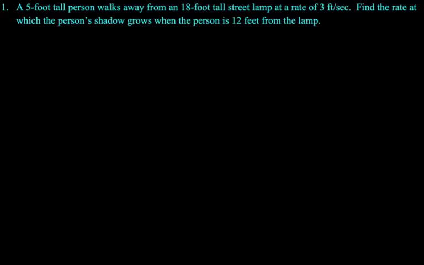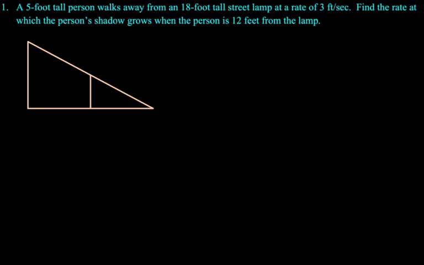Number 1, a 5-foot tall person walks away from an 18-foot tall street lamp at a rate of 3 feet per second. We want to find the rate at which the person's shadow grows when the person is 12 feet from the lamp. Let's draw a picture. So this is just going to be similar triangles. This is the classic shadow problem.